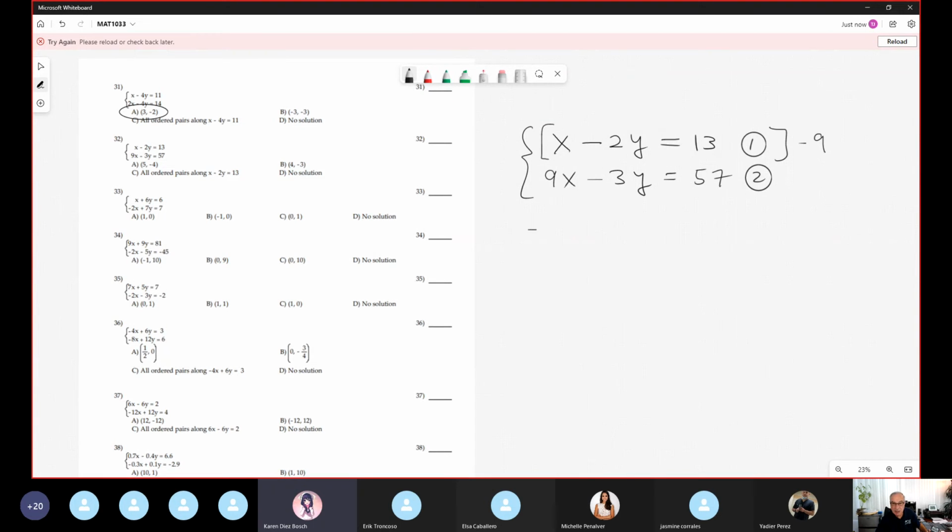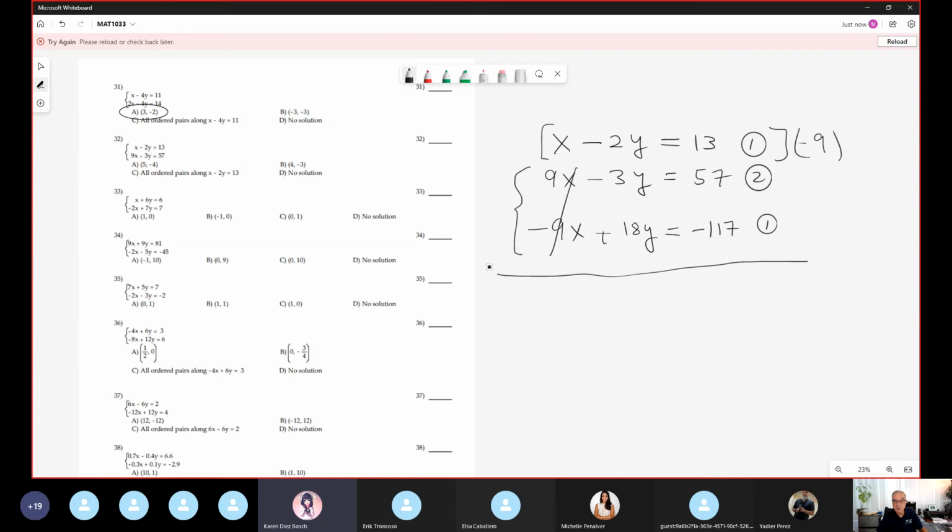This equation gives us negative 9x. This is positive 18y, because negative 9 and negative 2 together, multiplication, and 13 times 9 is 117, negative 117. Okay, I multiplied by negative 9, and this is my new equation 1. It's exactly the same, but I use this system, not the original, because this is ready for elimination.